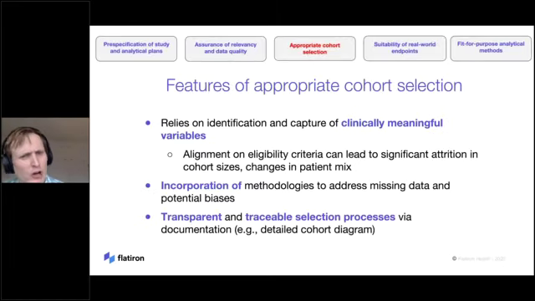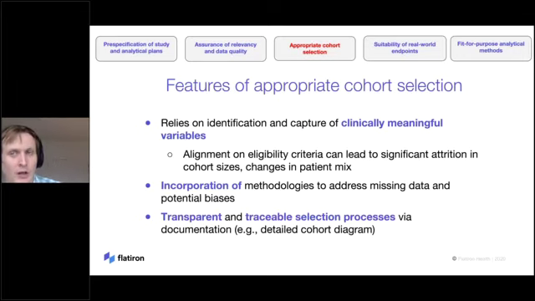Now I wanted to talk a little bit about cohort selection, which I think fits into some of the points we've talked about earlier. We need completeness in data quality to select the right cohort, but once you assess the data, you still want to make sure that you are selecting the cohort appropriately. You want to make sure that you identified and captured the clinically meaningful variables. We know that aligning on eligibility criteria that might match a trial can result in significant attrition in the cohort size, as well as a change in the type of population.